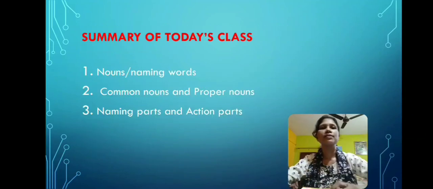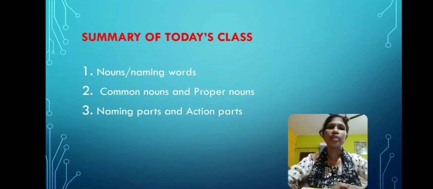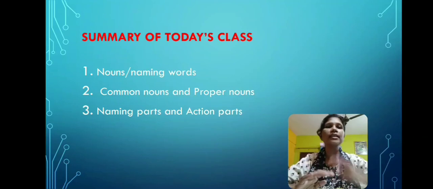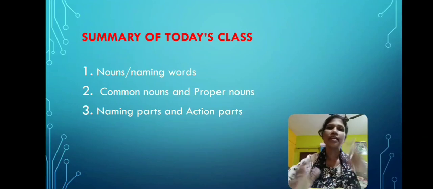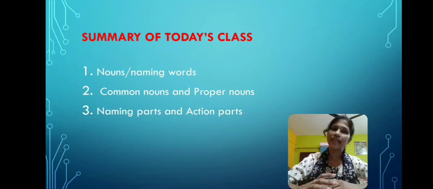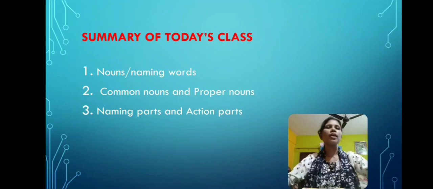So dear students, let us come towards the summary of today's class. What we have done: first we have discussed the nouns or naming words. Second, we have discussed the common nouns and the proper nouns. And last we have discussed the naming parts and action parts of a sentence. So dear students, that is all about today's class.